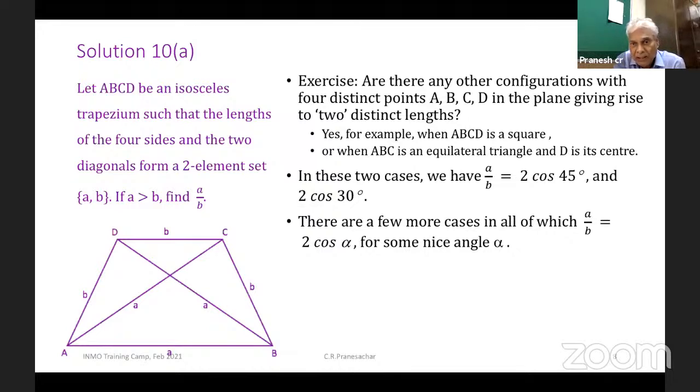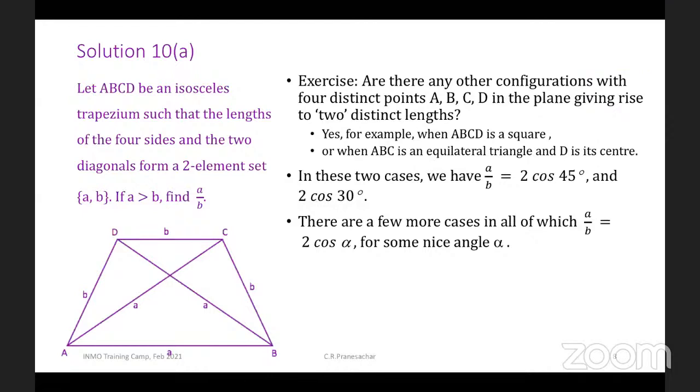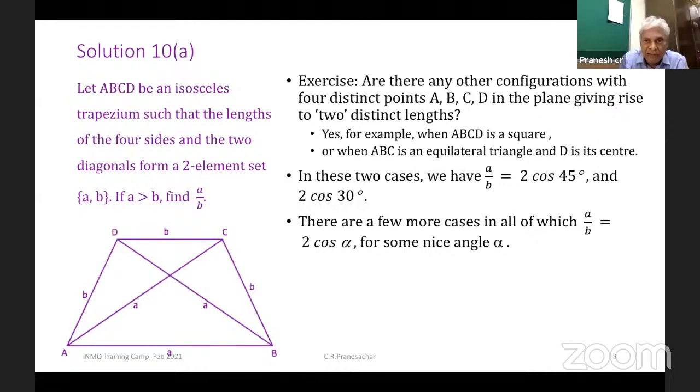One more point. There are a few more cases in all of which a by b can be written as 2 cos alpha for some nice angle alpha. So, for example, you can find out alpha for a rhombus. What will be alpha for a rhombus?